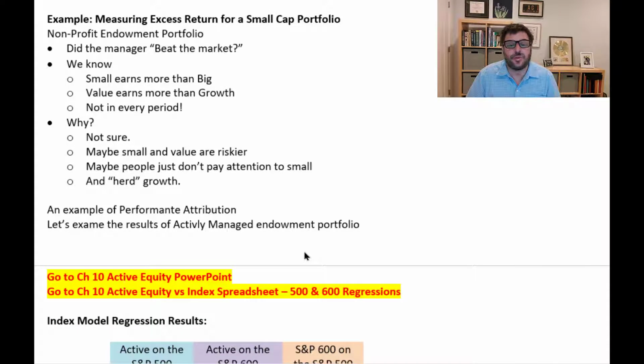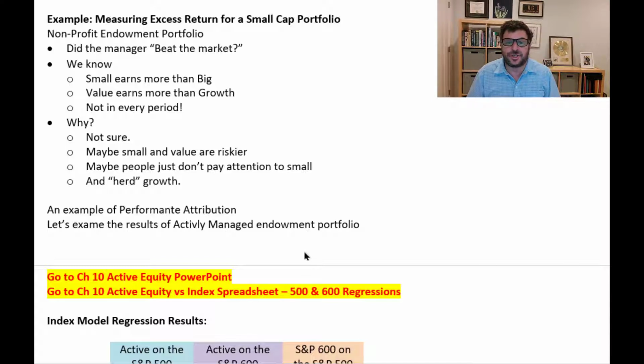The next thing we'll look at is a little bit different. We're going to look at the importance of attributing these different portfolios to what we know to be priced factors. And so what I want to do is look at measuring the excess return for a portfolio of small cap stocks, and the problems that come from not realizing that they're small cap stocks and measuring it against the S&P 500, which is a large cap index.